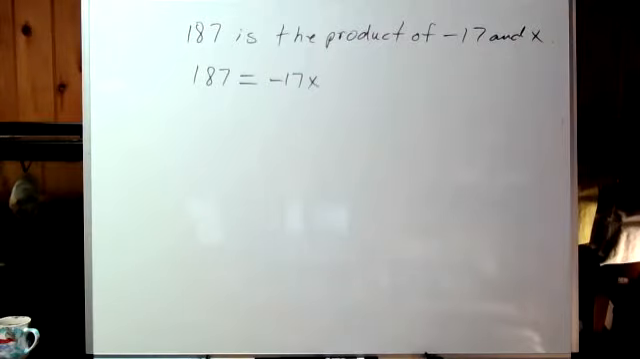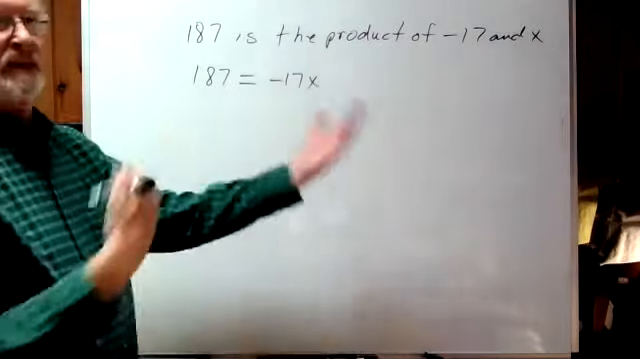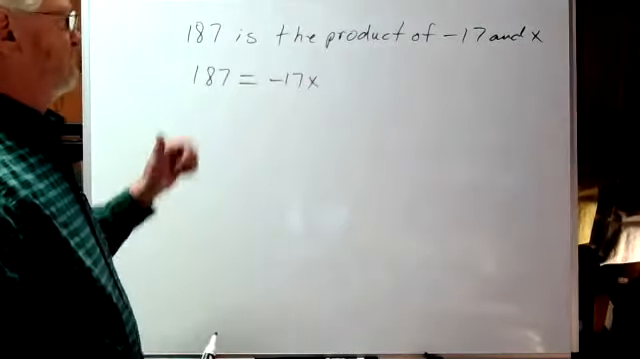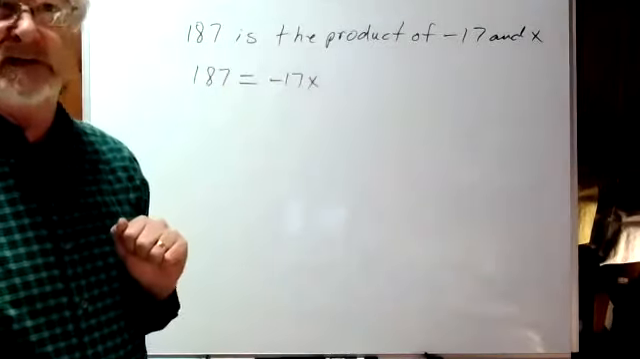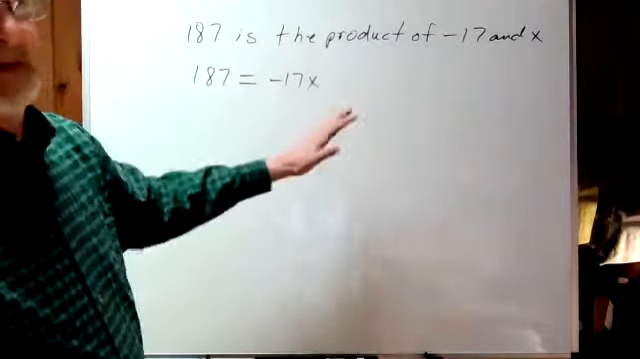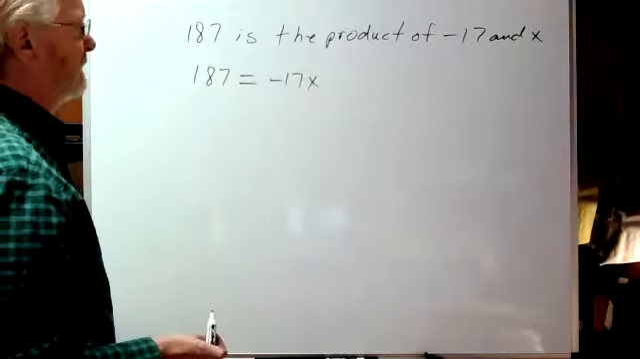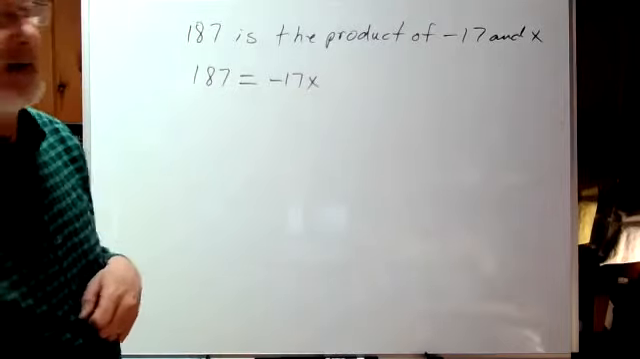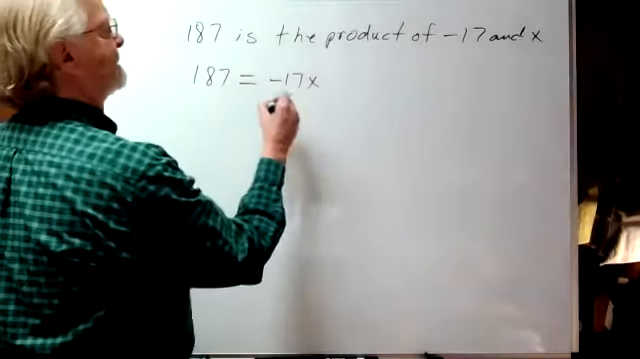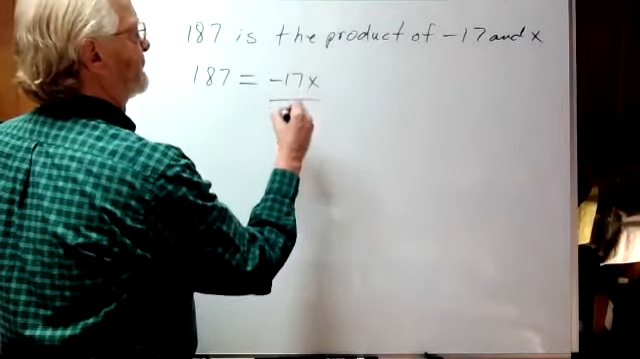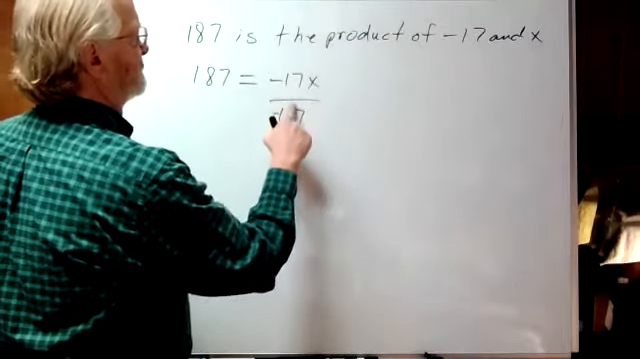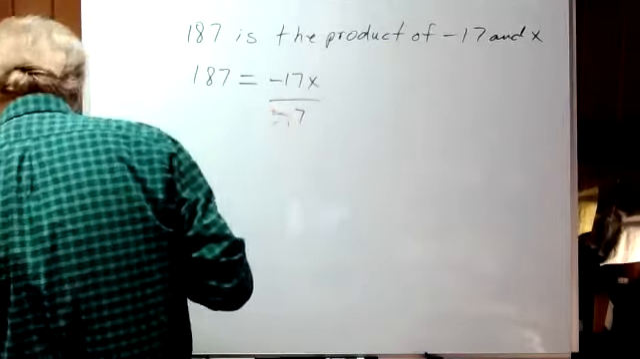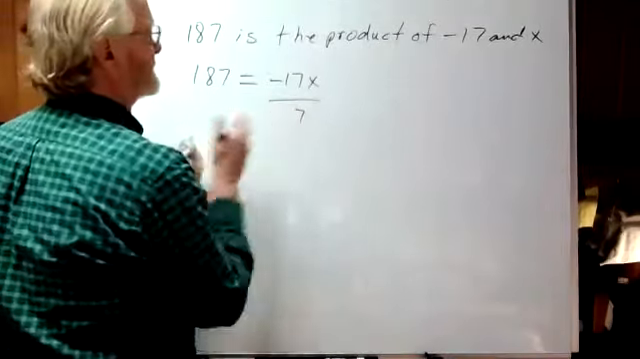Again, it's totally arbitrary which side we put our variable on. This is just the way the sentence was structured. So it turned out with the x on that side, doesn't matter. We still want to get that x alone. How about we divide by that -17 right now? I'm going to do it this way again. Whoops. Messy.